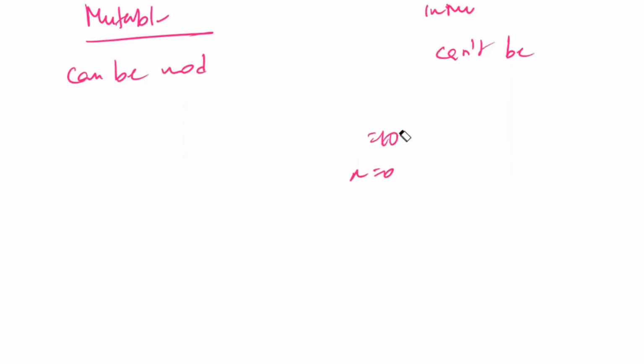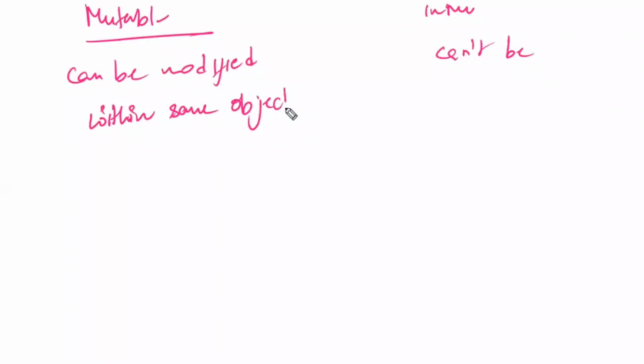So that is the reason you should not say just half of the thing. Mutable means can be modified within the object. You have to add this one. Otherwise, it is a wrong answer. If you don't add these words, within the same object, it is wrong. Can be modified within the same object, that is the most important point. Immutable means can't be modified within the same object.